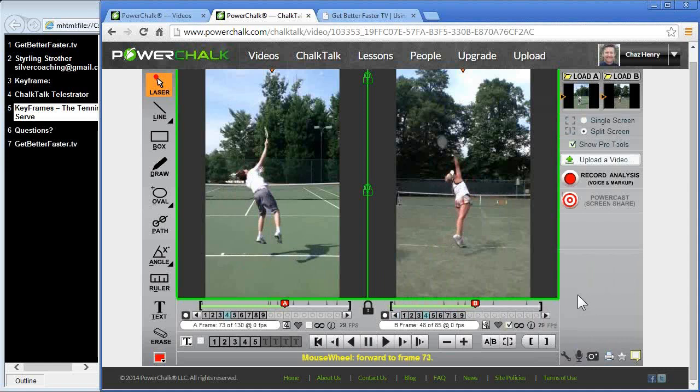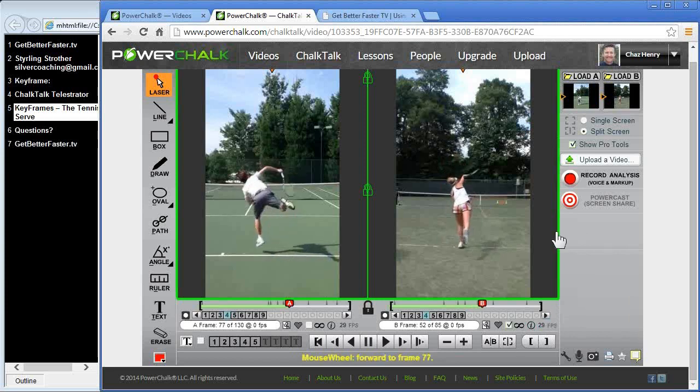Right. But the main thing, absolutely. Go ahead, Sterling. Oh, I'm sorry. I was just going to say the one thing I'm looking for specifically is not really how they compare, but are they using their body in a very efficient way? And could it be more efficient? I think that's the biggest question you can ask yourself as you go through the keyframes.